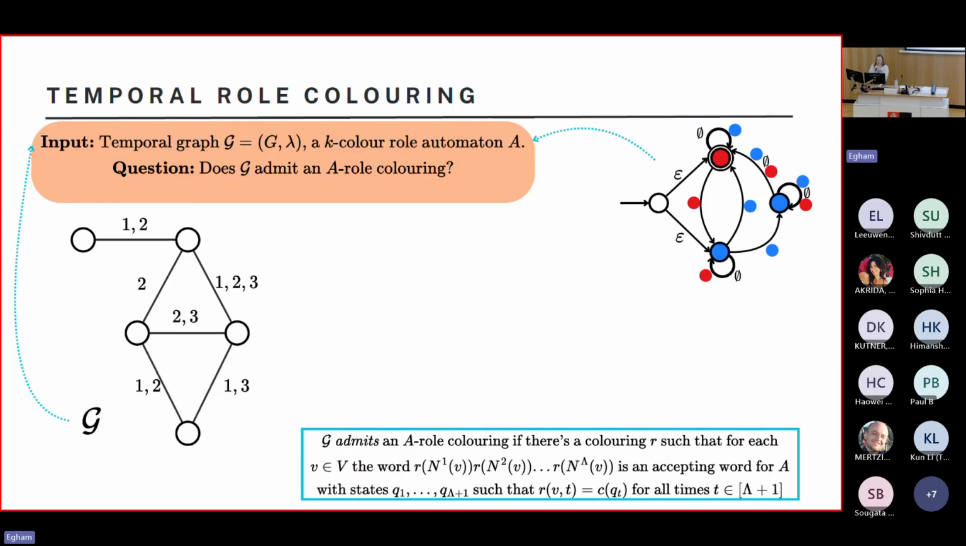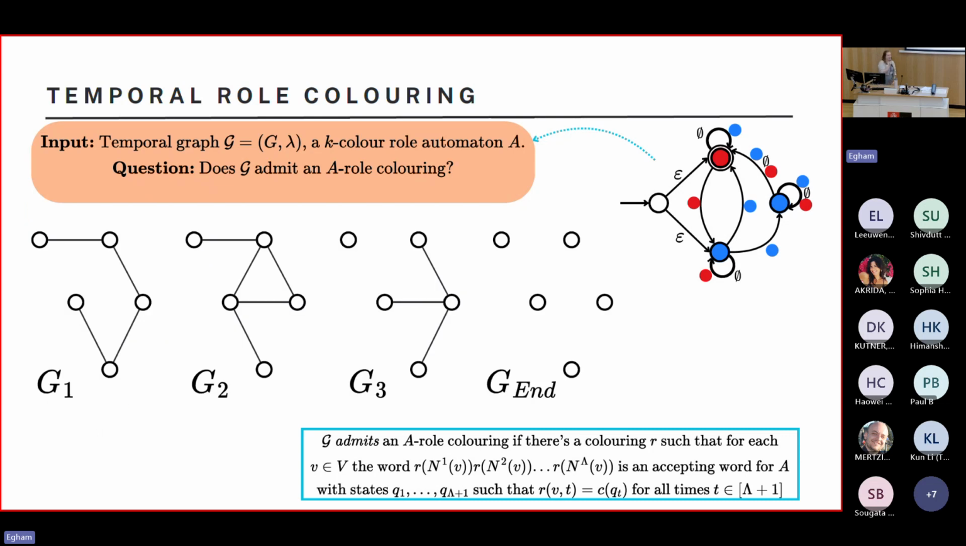So I'll give an example to make that a bit clearer. Here is our graph from earlier, and here it is as snapshots, and we add this ending snapshot. So this is when we want everything to be red. This is where things have gone right, and we're in an accepting state. And the question is, does it have a coloring such that the temporal graph admits an A role coloring? Yes, here it is.